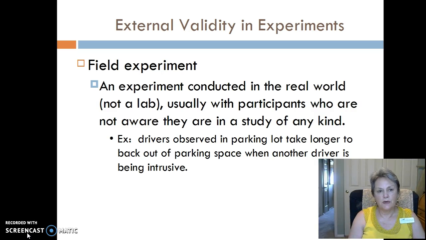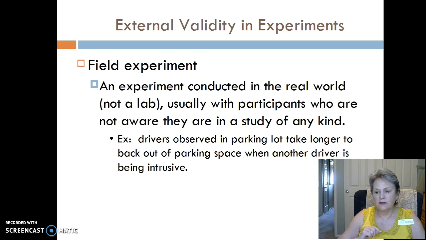Another type of experiment is called a field experiment. Rather than being conducted in a laboratory, it's conducted out in the real world. Usually the participants in a field experiment are not aware that they're even in any kind of study. So it's kind of a combination of experiment and naturalistic observation. We want to see how people respond in the real world.